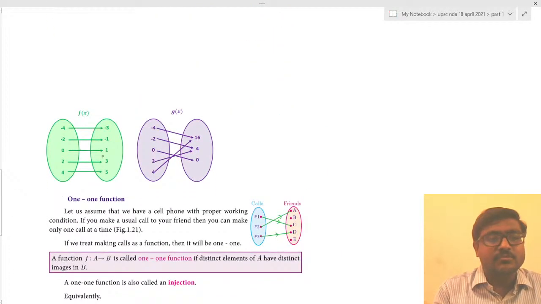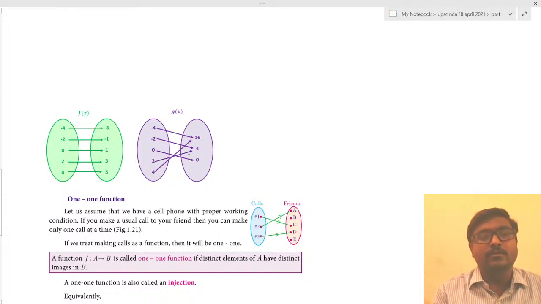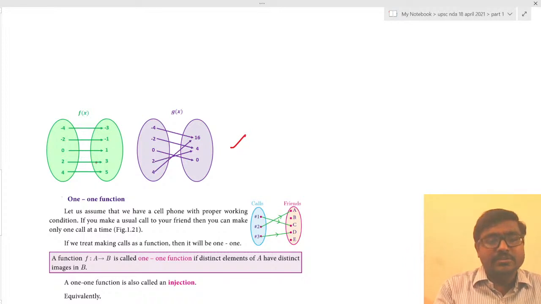Now this function is 1-1. This one is actually many to 1. Here many elements are related with 1 element. Here 2 elements, no, it is 1-1 only. Here 4 and minus 4 have 16 as the image. So this is many-one. This one has only 1-1 images, and it is also onto. Why? Here no element is left without relation with the first set. So this is 1-1 and onto.